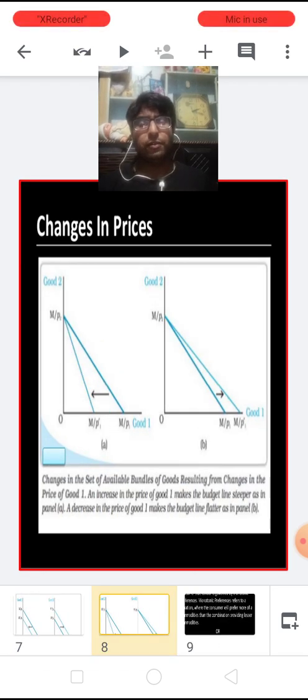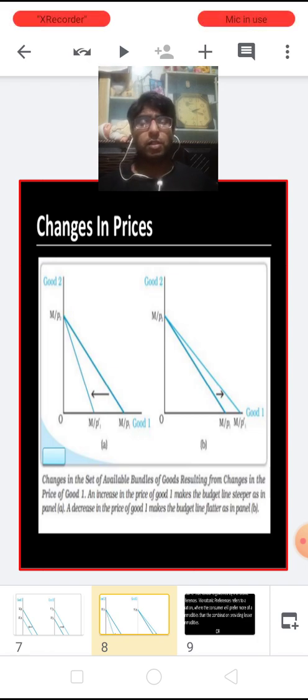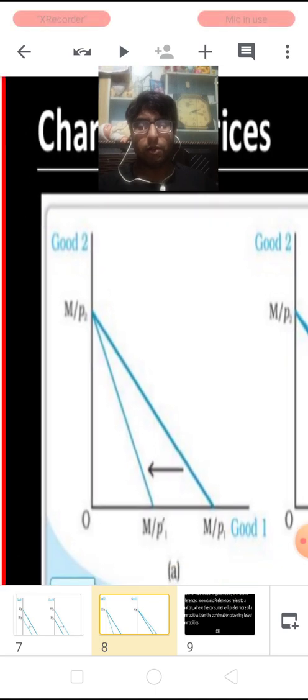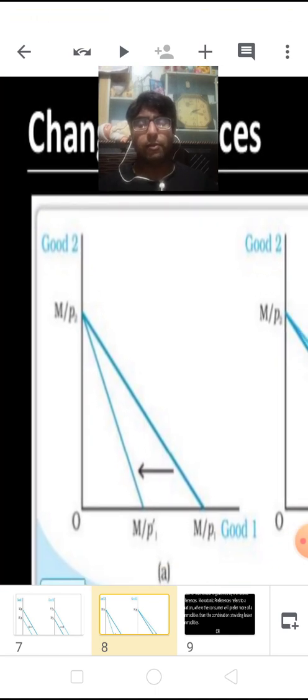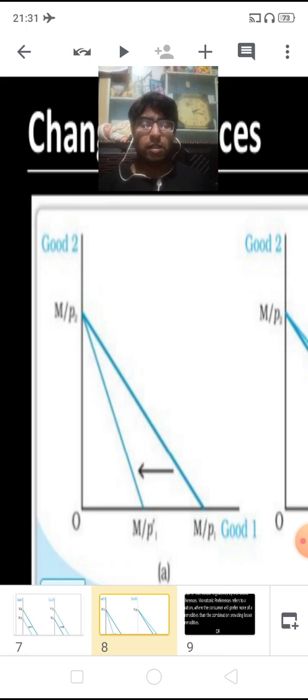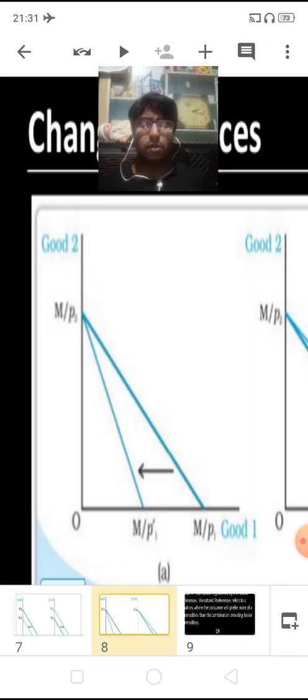Now suppose children, if the prices of the commodity increase or decrease, then the budget line will definitely change. Now suppose my previous budget line is m1 by p1 and m1 by p2. This is the initial budget line, m divided by p1 and m divided by p2. As such, children, suppose the price of good 1.